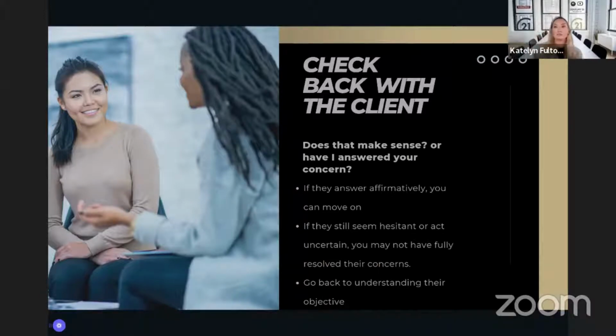Don't stick to an objection and stay on it. As soon as you've answered their question and their concern, move on to the next topic. You don't want to keep lingering on it. If they still seem hesitant about moving forward with you, or they act uncertain, you may not have fully resolved their concerns. So we want to dive a little bit deeper into what those concerns are, and go back to understanding what their objective is. Why are they buying and selling?